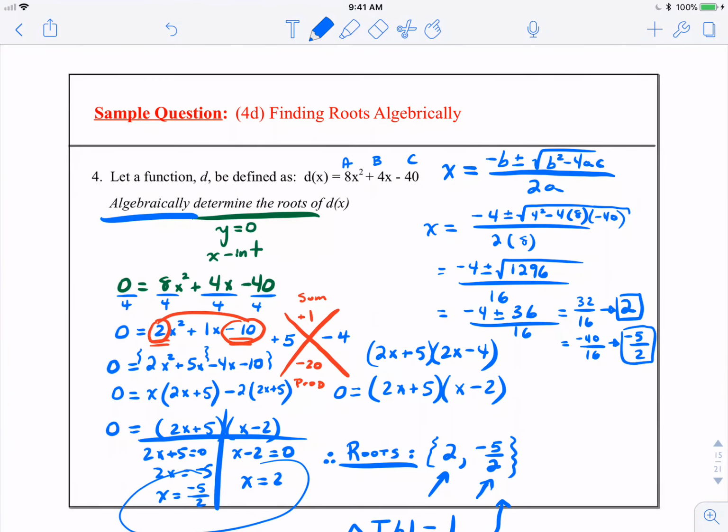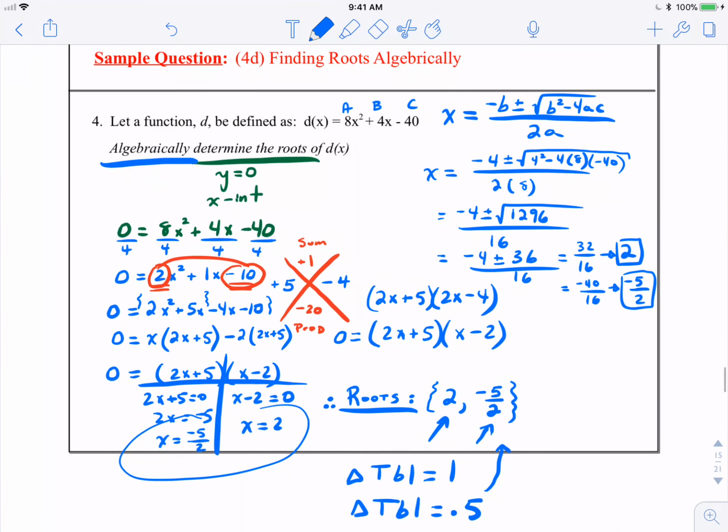So a lot of alternatives. If you're not a factoring person, that's one way of answering this question. Could be a little bit more work, but the options are there. And as with factoring, with quad formula we could check on the calculator a few different ways.